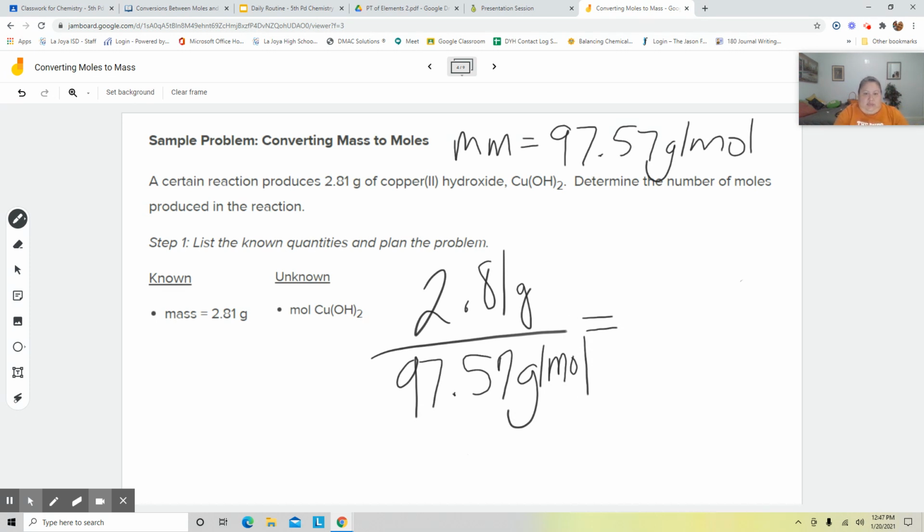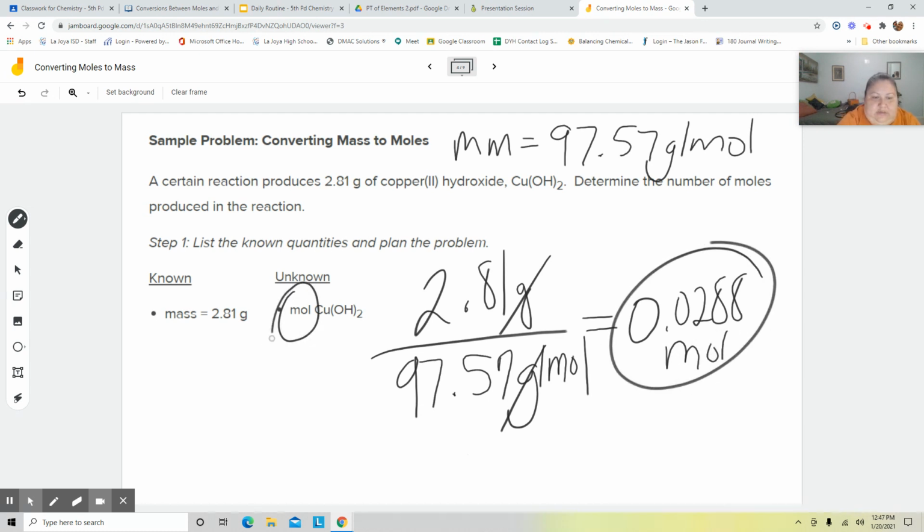It's going to be a very small number, 0.0 something. 0.0 something, guys. What did you get? I'm just waiting. Very good, Miss Alexia. 0.028. If you round it, it's going to be 0.0288. And my unit, my grams, cancel my grams. So my unit is the mole. And it already tells you right here.